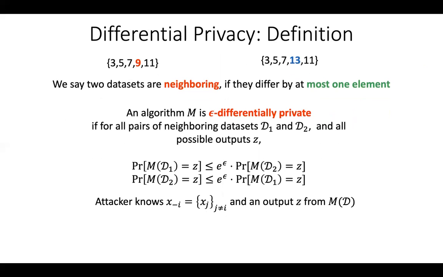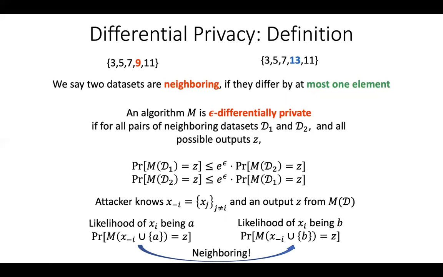intuitively speaking, suppose an attacker A gets the output of M of D and wants to learn something about the ith user's xi. We can even assume that the attacker knows everyone else's inputs. Still, the likelihood of xi based on the attacker's information being A and B can be calculated as follows. And since these two datasets, X minus i union A and X minus i union B, are neighboring, the attacker cannot distinguish them, and therefore it cannot learn anything about xi.